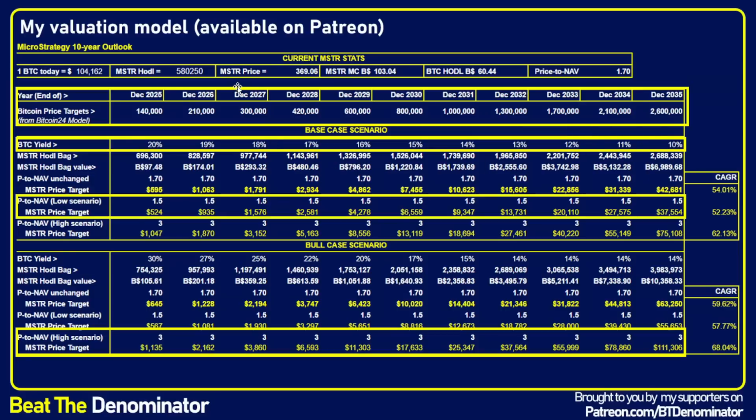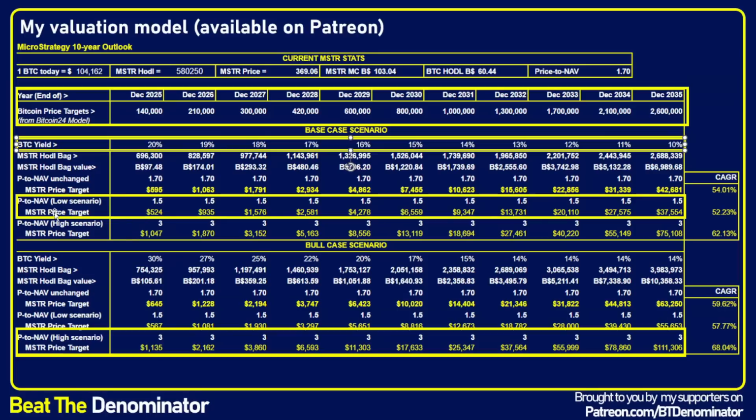So the key to this model is trying to calculate what the MSTR common share price will be. And so the way to read this is I've highlighted it here. So you have the Bitcoin price right here. And of course, the price of the shares will be dependent on the Bitcoin price. Then you have the Bitcoin yield right here. And then here you have what the shares of MicroStrategy would cost.